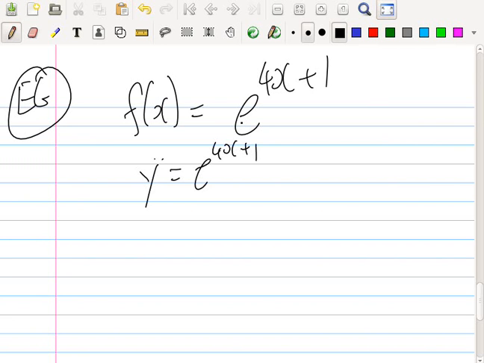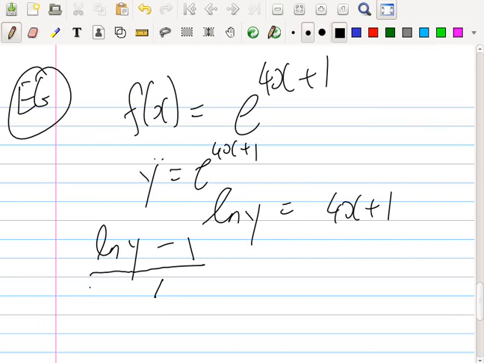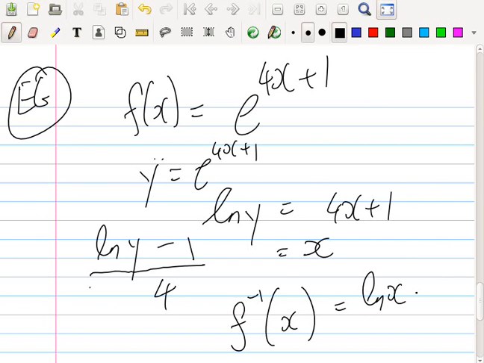So if I want to get the x here, what do you think I do first? Log. So log y equals 4x plus 1. What's next? Bring 1 to the other side and then divide by 4. And that's equal to x. So there you go. The inverse is equal to log x minus 1 all over 4.